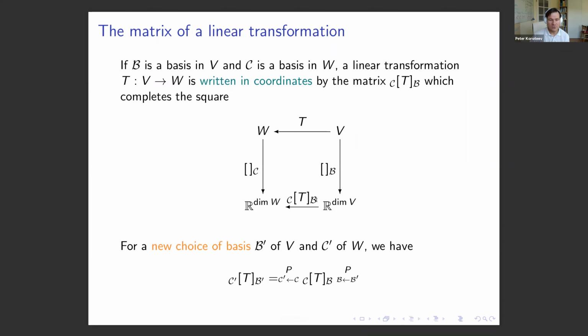So for a new choice of bases, B prime of V and C prime of W, we have this rule here. We need to multiply the matrix of the linear transformation from the left by the matrix of the change of basis from C to C prime, and from the right by the matrix of the change of basis from B prime to B. This way, the vectors from the old basis get contracted with each other, and the indices which remain are those with C prime and B prime.